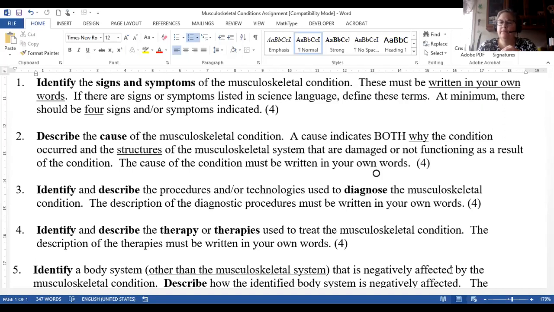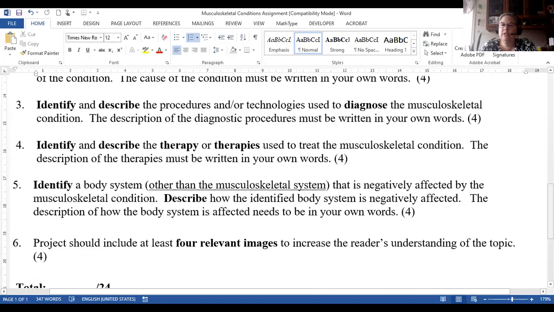But what structures are affected? Is it just the muscle? Is it just certain parts of the muscle? Is it just the skeletal muscle? Is it just bone? So what parts of the body are affected, but why does that happen as well? So you need to include both those parts. And again, this needs to be written in your own words, so you're not cutting and pasting off the internet. I'm not looking for 6 paragraphs. I'm looking for clear, concise language that gives me a decent explanation of the cause, okay?